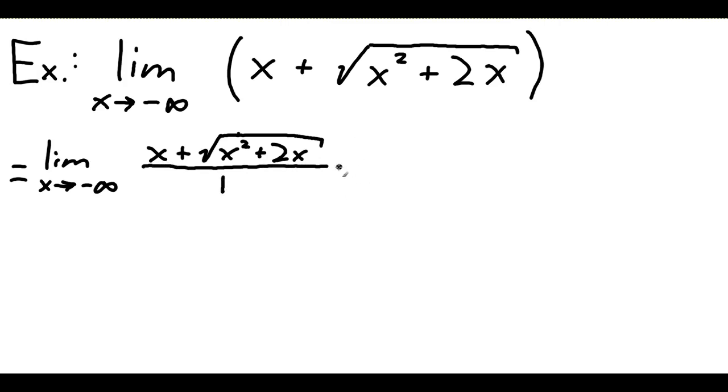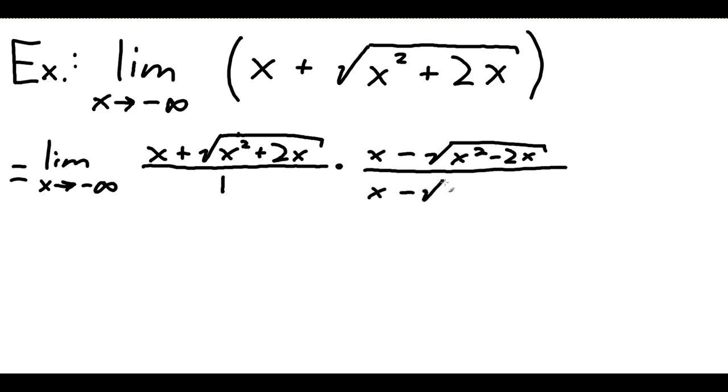Just trying things out, let's multiply by the conjugate and see what that does for us. So we'll multiply numerator and denominator by the conjugate of that expression. That is x minus the square root of x squared. Oops, sorry, that's plus 2x. We don't switch the sign of what's inside; that should be copied exactly. Since we have x plus the square root of this stuff, we have x minus the square root of that same stuff.